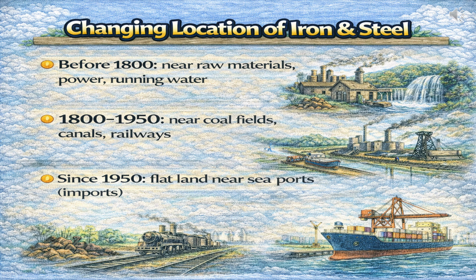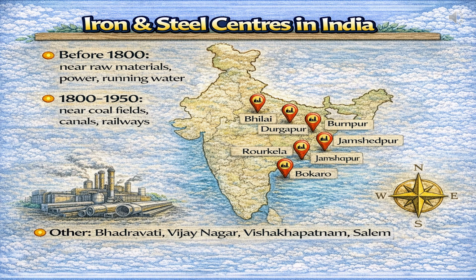Now let's see where India has major iron and steel centers. India has many major iron and steel centers. Some important ones are Bhilai, Durgapur, Burnpur, Jamshedpur, Rourkela, Bokaro, and some other centers include Bhadravati, Vijayanagar, Visakhapatnam, Salem. These centers are located where raw materials, labor, and transport are available.